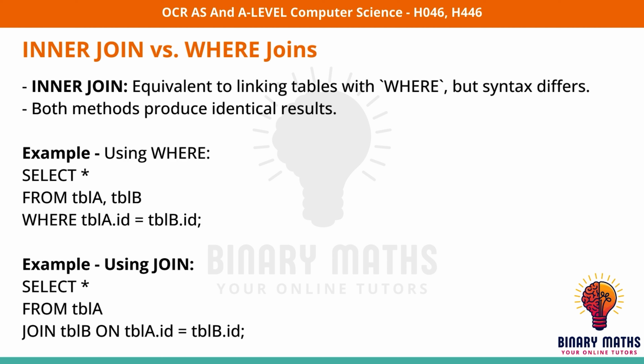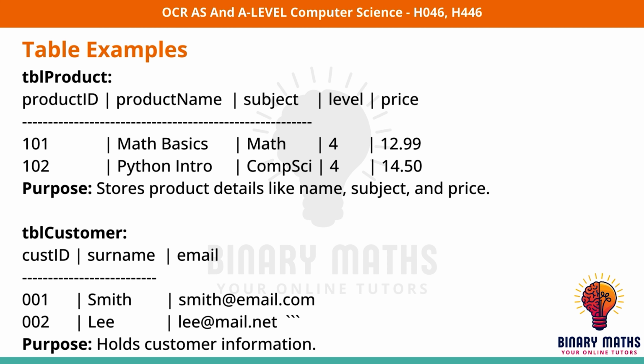Both join and where can link tables, but they're written differently, as you can see from the example on your screens. Both queries will return the same results. Join is preferred for readability, especially with many tables. It's like saying, I'll meet you at the cafe versus let's meet at the cafe on 5th Street next to the bookstore. Both work, but one is more precise.